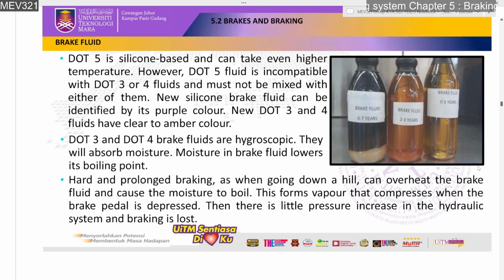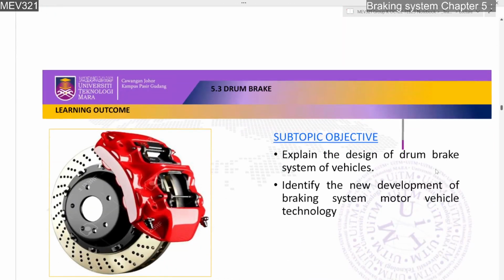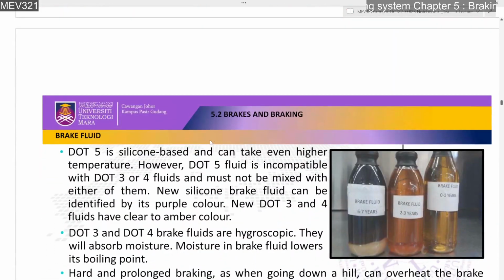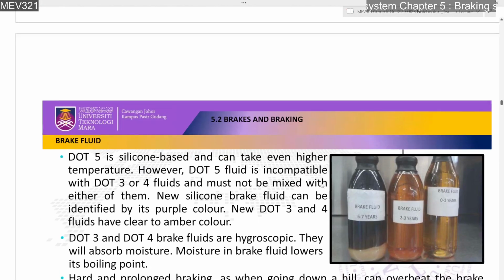Kalau kereta awak tu, kalau dia kata 10,000 ke 20,000 sekali, 30,000 sekali ke, 30,000 ni kilometer lah, 30,000 kilometer, awak kena tukar minyak brake. So tukar lah, sebab benda tu sangat penting, critical untuk awak punya safety. Okay, so itulah cerita pasal introduction of the brakes and braking lah, macam mana operation dia.